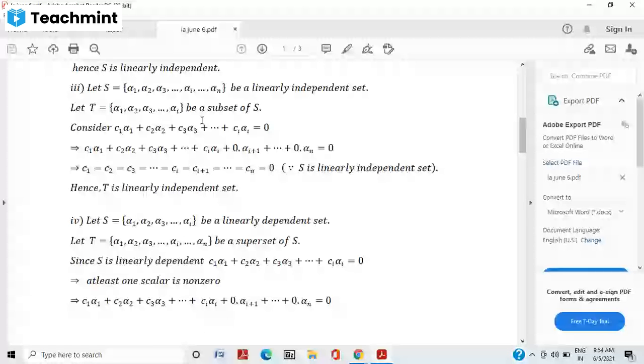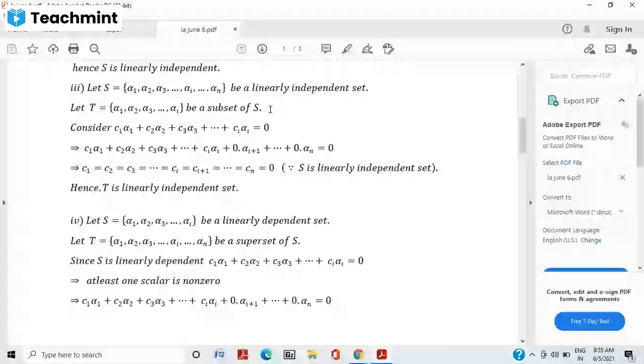We should take a subset. Let S be alpha 1, alpha 2, etc., alpha n, a linearly independent set. Then take T, a subset of S. We take I elements: alpha 1, alpha 2, etc., alpha I. It's a subset of S. Then what should we prove? If S is linearly independent, this subset T also is linearly independent. Since S is linearly independent, we should prove that T is linearly independent.